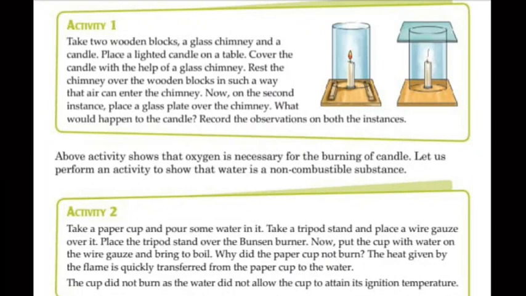Okay, so activity number 1, take two wooden blocks. We have two wooden blocks as shown in the figure on the right side, a glass chimney, and a candle. Place a lighted candle on the table. Over the candle, with the help of a glass chimney, rest the chimney over the wooden block in such a way that the air can enter the chimney.